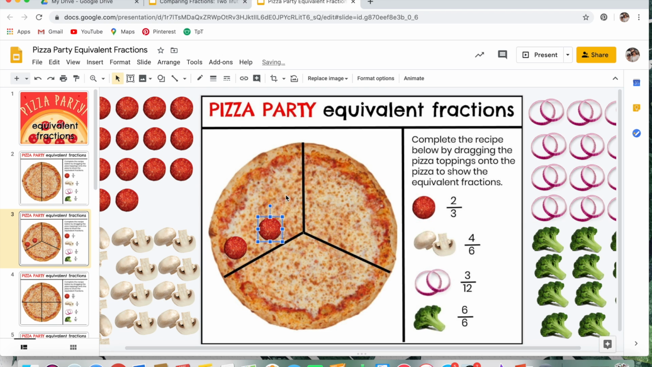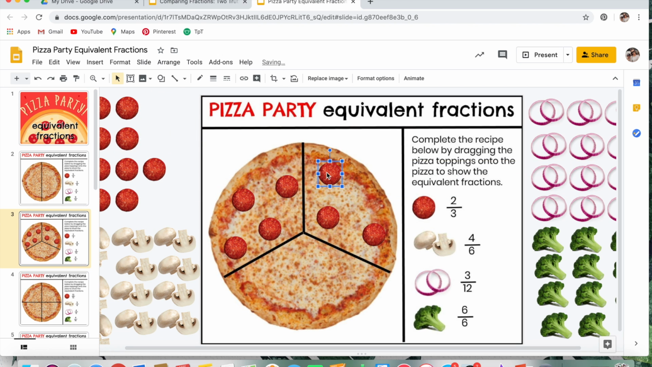So I notice that my pizza is broken up into thirds. So I already have 3 parts. I'm just going to drag the pepperoni so it covers 2 of those thirds. So 2 of these slices need to have pepperoni on it. Boom, there we go. I should open a pizza shop. All right, next one. This is easy.